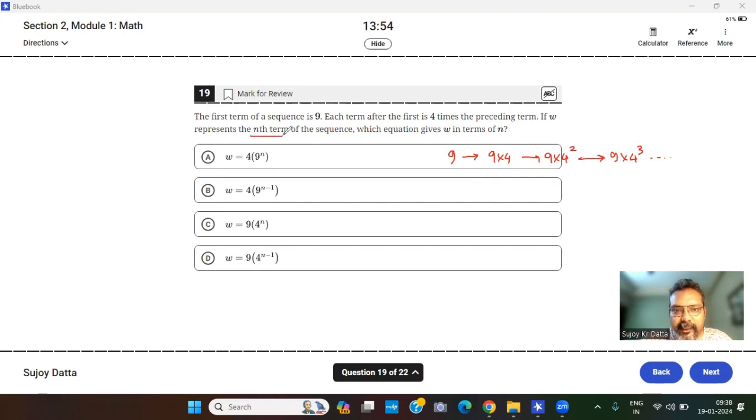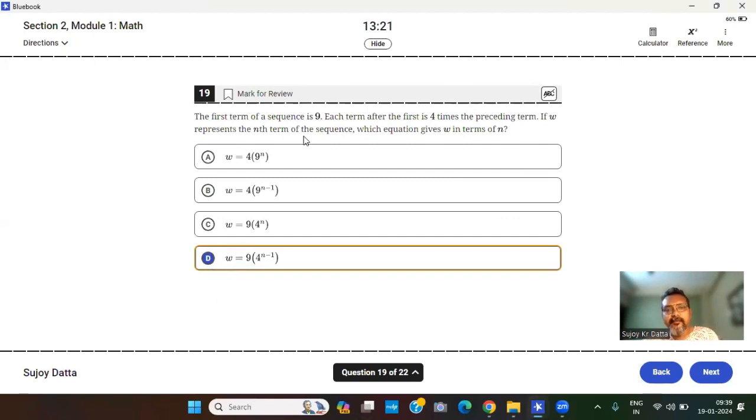So if W is the nth term, for example, if it is the second term, then it is 9 times 4 raised to 1. If it is the third term, it is 9 times 4 raised to 2. So if it is the nth term, it should be 9 times 4 raised to n minus 1. It's always 1 less. See, third term, 1 less. Second term, 1 less. Nth term, 1 less. So 9 times 4 to the power n minus 1. So that is option D.